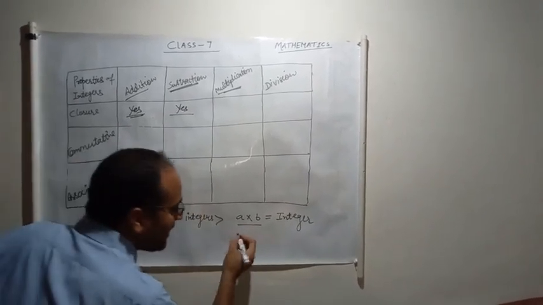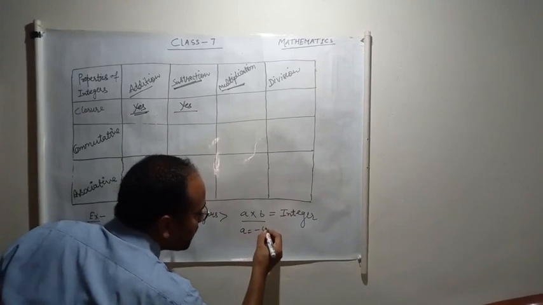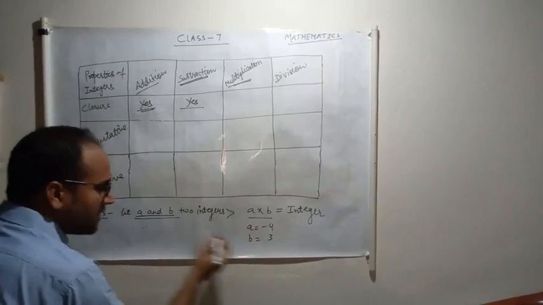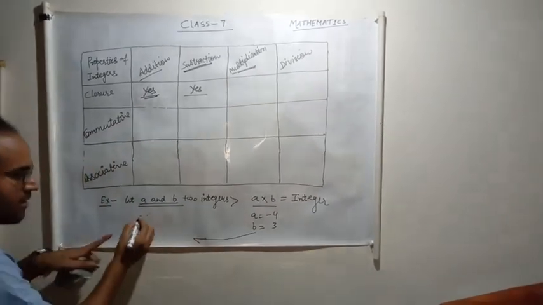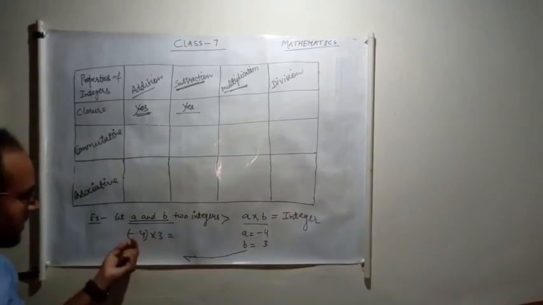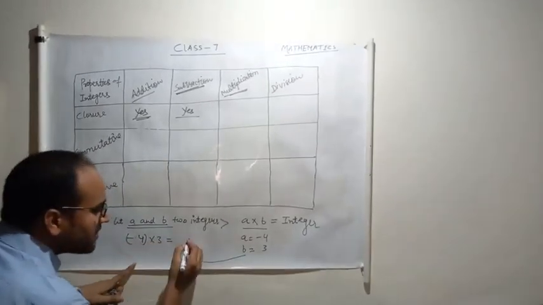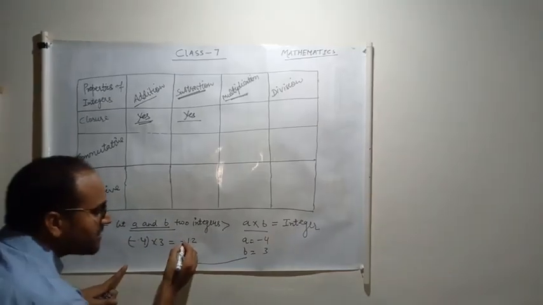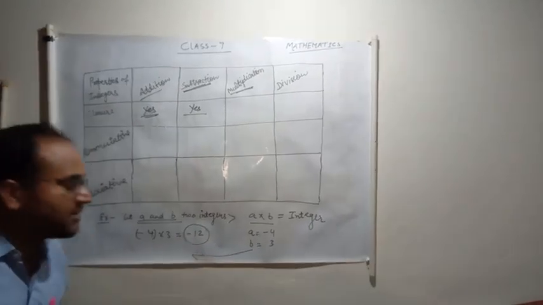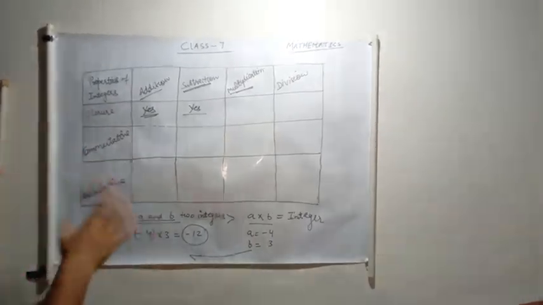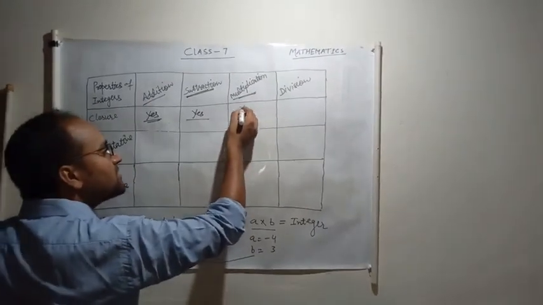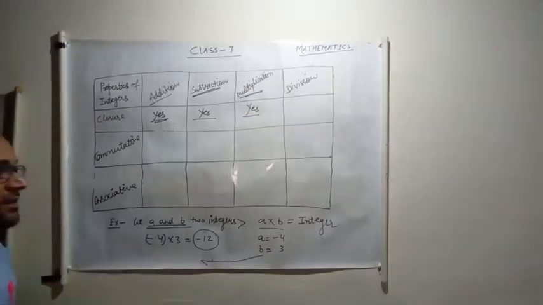Suppose I take a equal to minus 4 and b equal to 3, and we multiply them. Listen, students, see this: minus 4 is multiplied by 3. 4 times 3 is 12, and after that you put the minus sign. So tell me, what about minus 12? Is minus 12 an integer or not? Yes, that one is an integer. So closure holds for multiplication also. So dear students, closure property holds for multiplication.